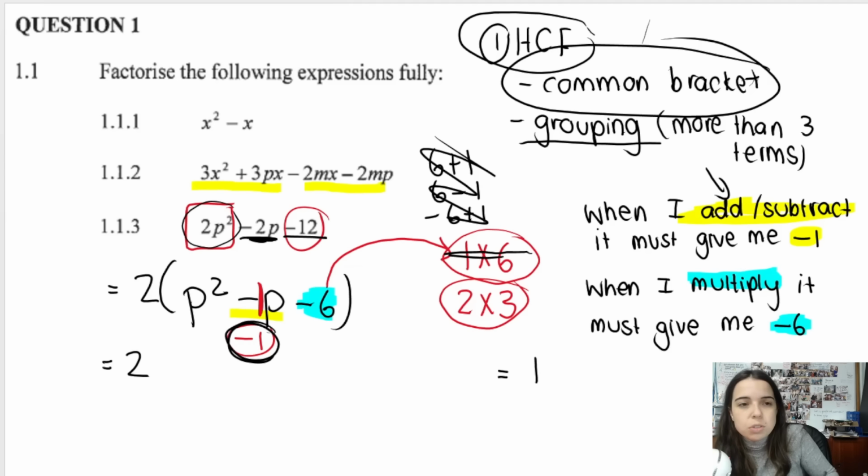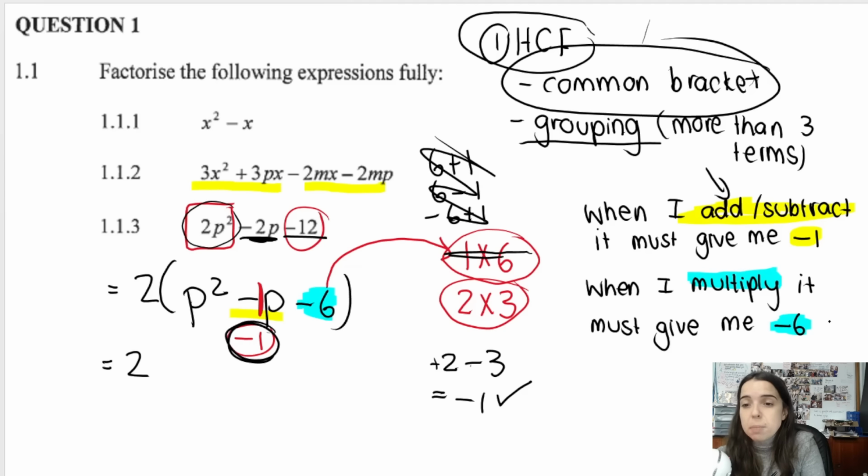Then some of my students will say to me, ooh, okay, what if we swap them around? Obviously 3 plus 2 is not going to work. That's going to give me 5. What if we swap it around? What if it's 2 minus 3? Let's think about that. What is 2 minus 3? 2 minus 3 is negative 1. That's correct. So when I add or subtract them, it must give me a negative 1.